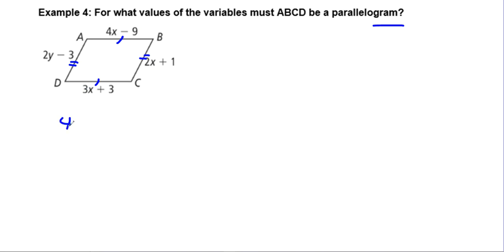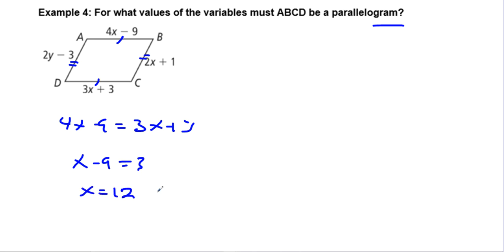So we're going to do 4x minus 9 is equal to 3x plus 3. Subtract 3x, I get x minus 9 is equal to 3. Add 9, x is equal to 12. All right? So x must be 12. Now, if I were to plug x in, that's going to be 2 times 12 plus 1, 24 plus 1 is equal to 25. So this side's 25, and this side has to be 25.